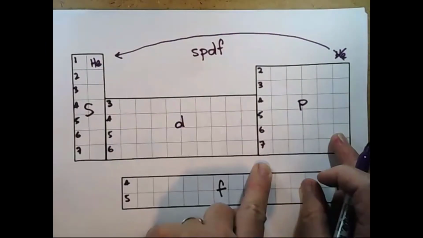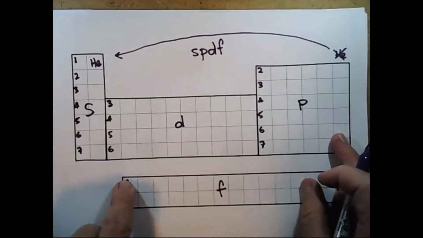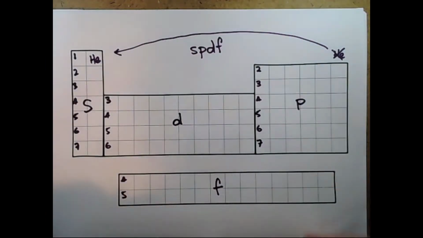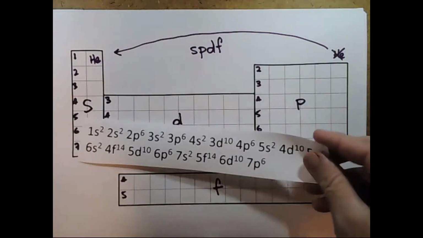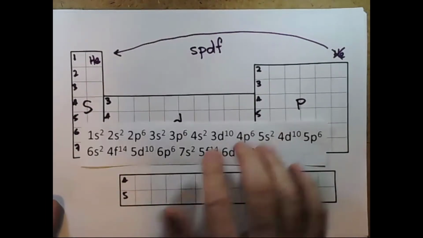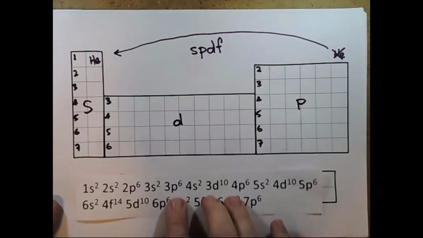P starts with a 2, D starts with a 3, and F starts with a 4. Easy so far. Okay, so we're nearly there. Now all we've got to do is walk across the table once we've set it up like that. So here's the sequence that we should end up with. Let's work out how we get that.